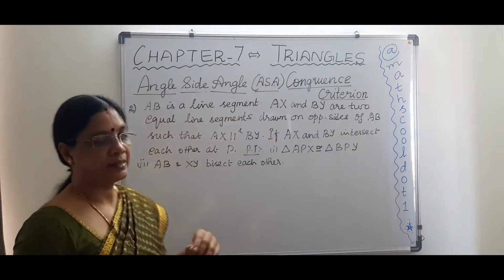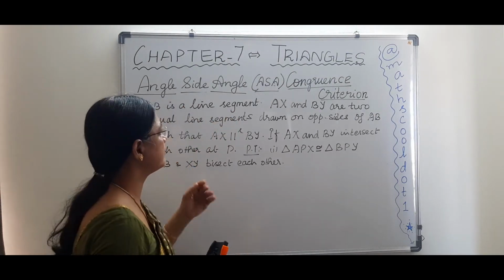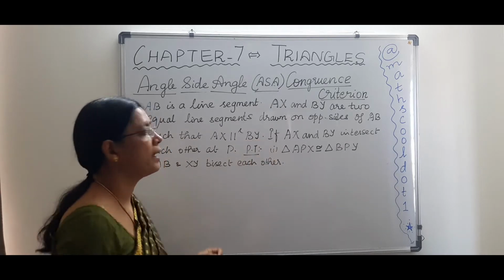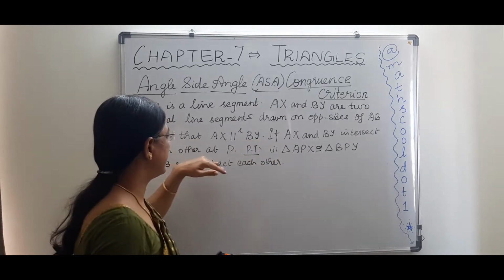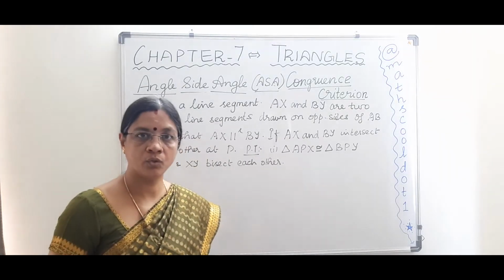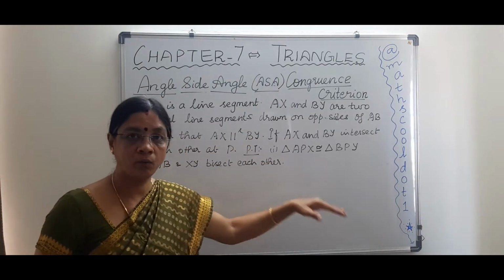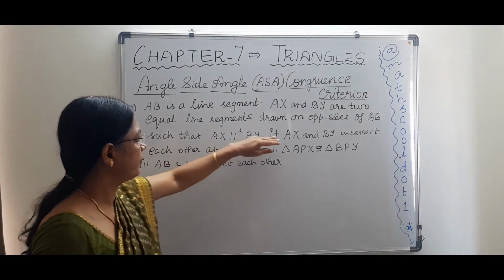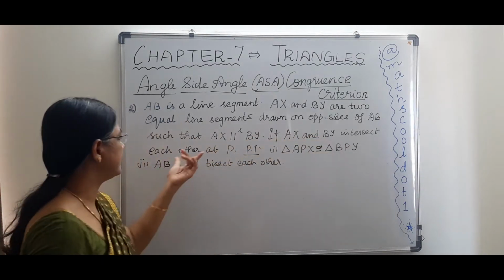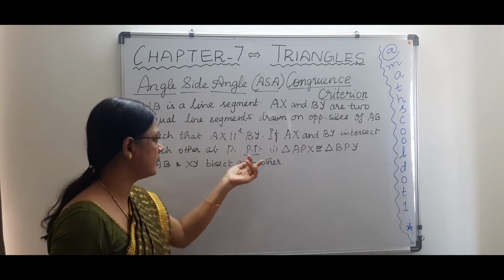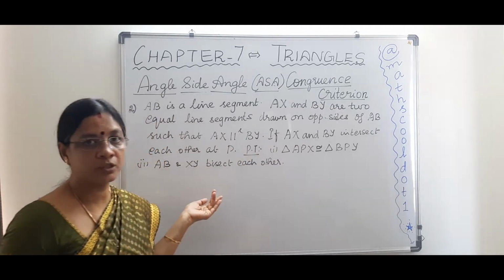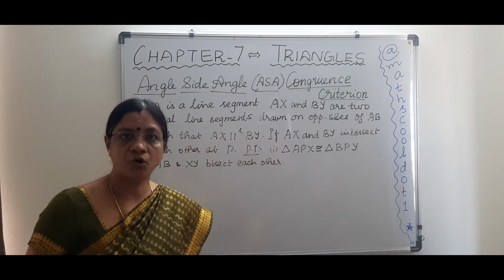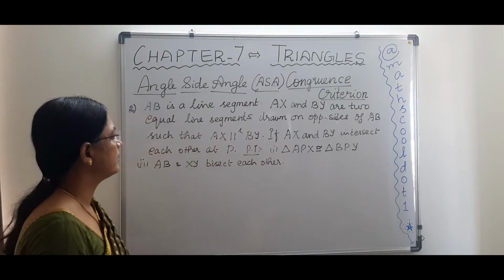AB is a line segment. AX and BY are two equal line segments drawn on opposite sides of AB such that AX is parallel to BY. Okay, so first we'll read out, then we'll start drawing the diagram, then we'll understand what is what. If AX and BY intersect each other at P, then we need to prove two conditions here. Okay, so what we do is we first draw the diagram for the problem.